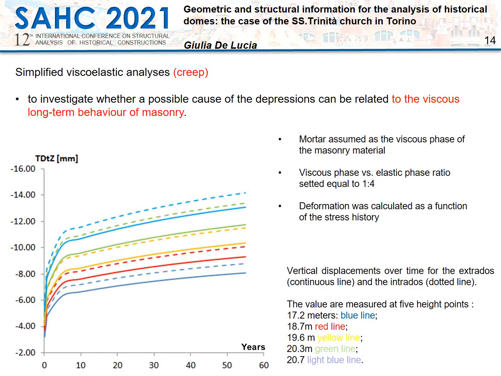At this point, creep analyses were conducted in order to investigate whether a possible cause of the depression observed around the dome can be related to the viscous long-term behavior of the masonry. The method used for plotting long-term displacement curves was taken from literature, assuming the mortar to be the viscous phase of the masonry material. Data on the mortar came from constant compression tests reported in literature. You may observe the evolution over time of the vertical displacement values. The model confirms the first year of the dome to be more affected by viscous phenomena, in accordance with the observation.